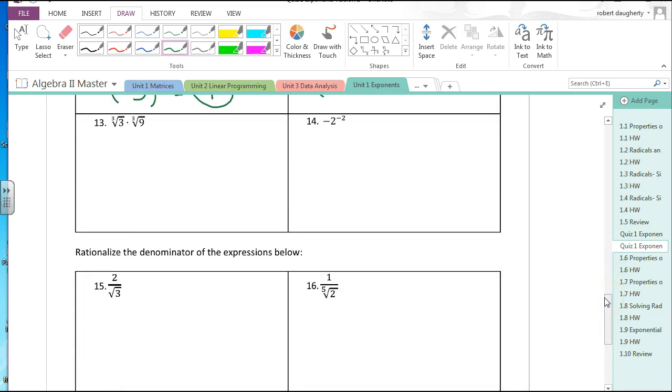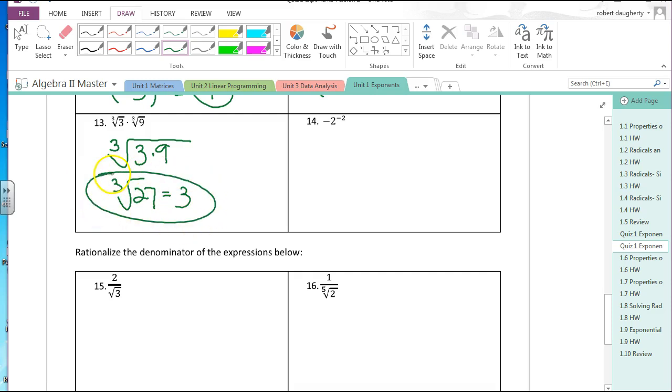Number 13, cube root of 3 times the cube root of 9. That's equal to the cube root of 3 times 9. Now you can write this, that's the cube root of 27, which is 3. So that's one way of getting to your answer, or you could have said, this is the cube root of 3 times 3 squared, which is the cube root of 3 cubed, which is still 3. Either way, you get to the same answer.